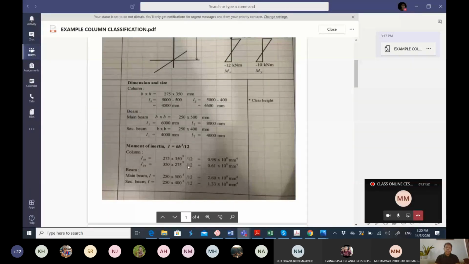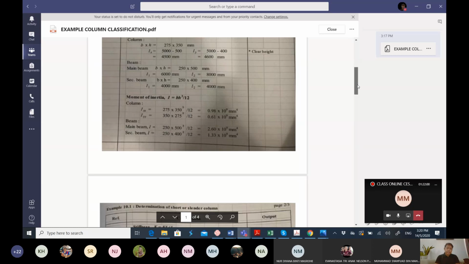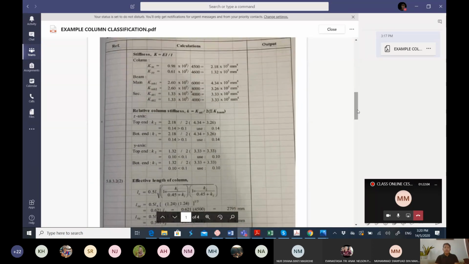Next is the stiffness. For the stiffness, K is equal to EI over L. So for the column, I is from the IZZ, and here is from IYY. The unit is mm power of 4. For the beam, K for the main beam, you take I main beam 1 and here I main beam 2, here I secondary beam 1, I secondary beam 2, divided by the length of the beam: length of main beam 1, length of main beam 2, length of secondary beam 1, length of secondary beam 2.